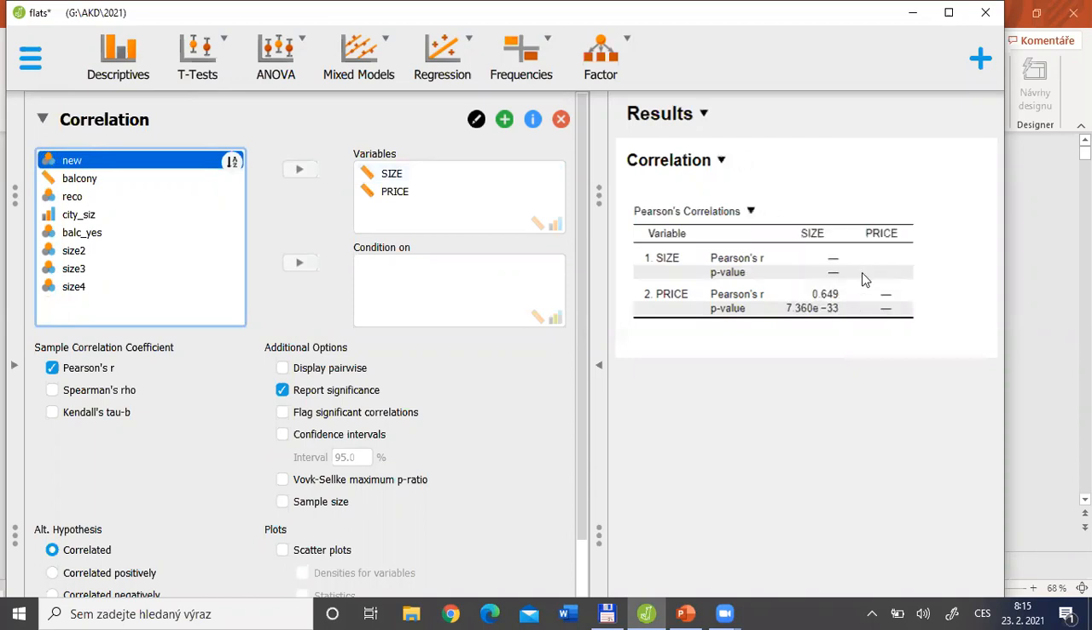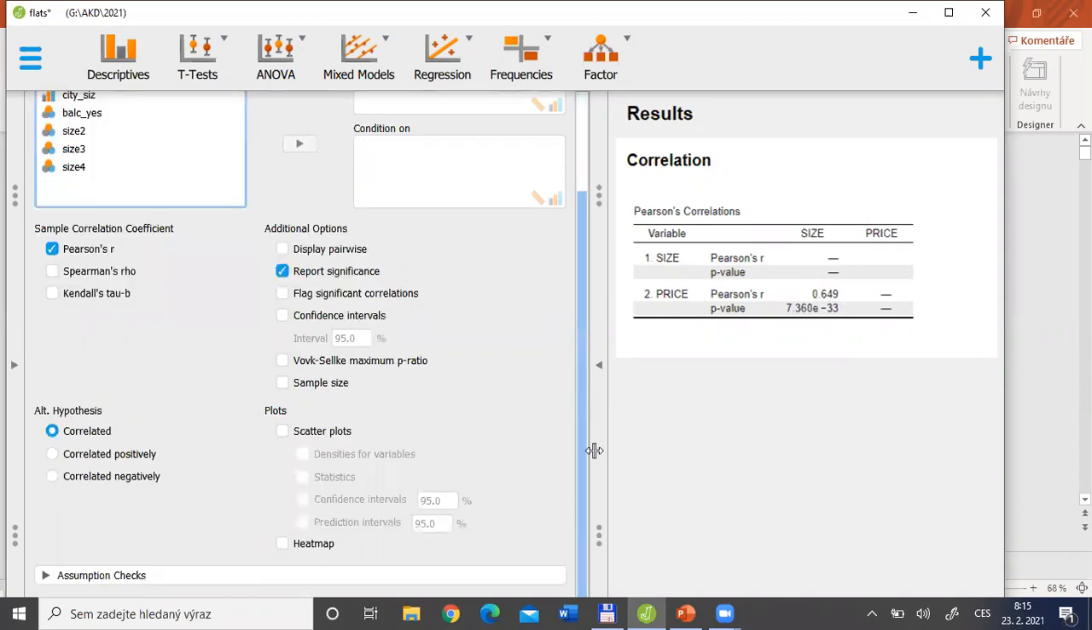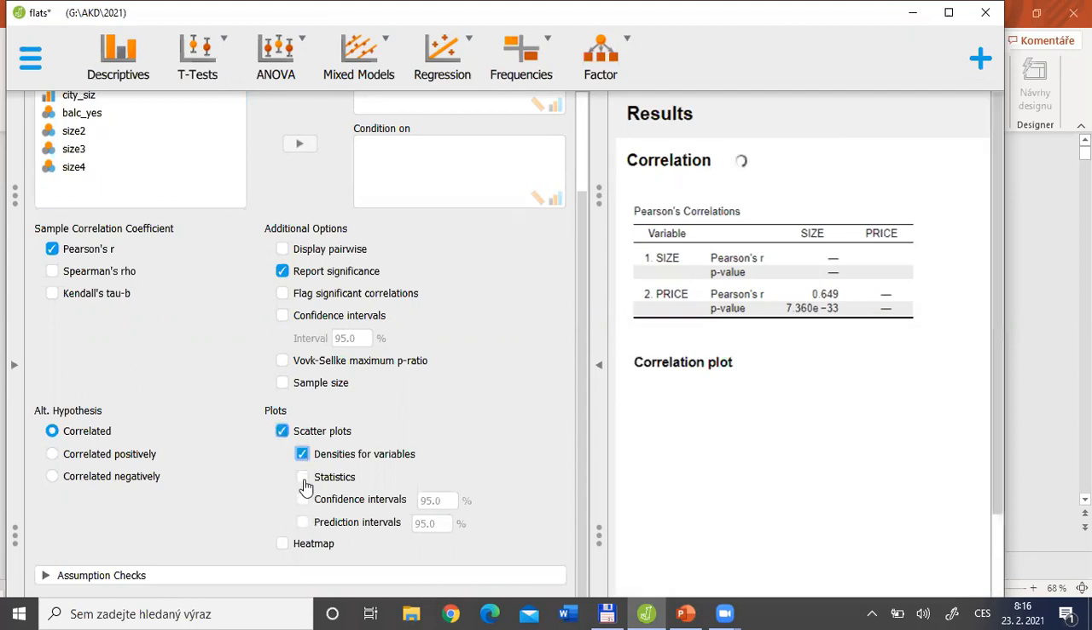First of all, JASP will compute the correlation coefficient, and if we are computing with original data, so no exclusion of an extra big flat, this correlation would be 0.649. And last time we were also using description in a chart, so I would ask for plots, scatter plot, densities for variables, statistics, and confidence intervals. If you wait for a minute, JASP will prepare the graphical output for you.